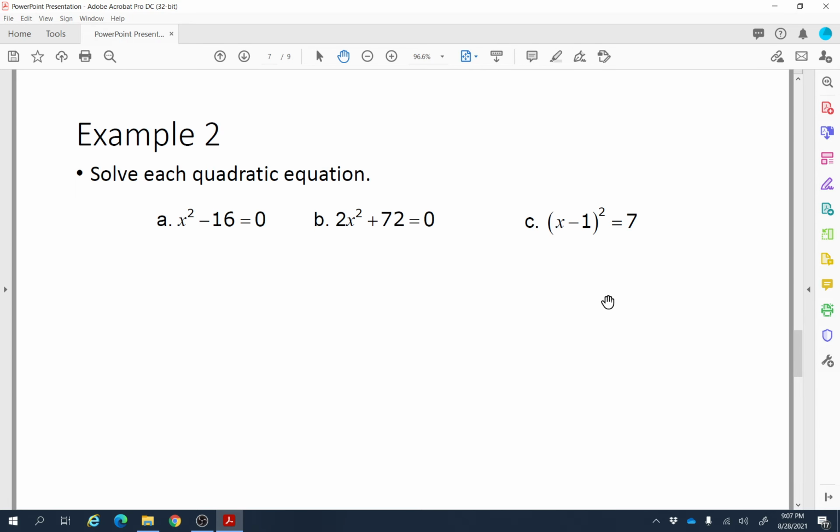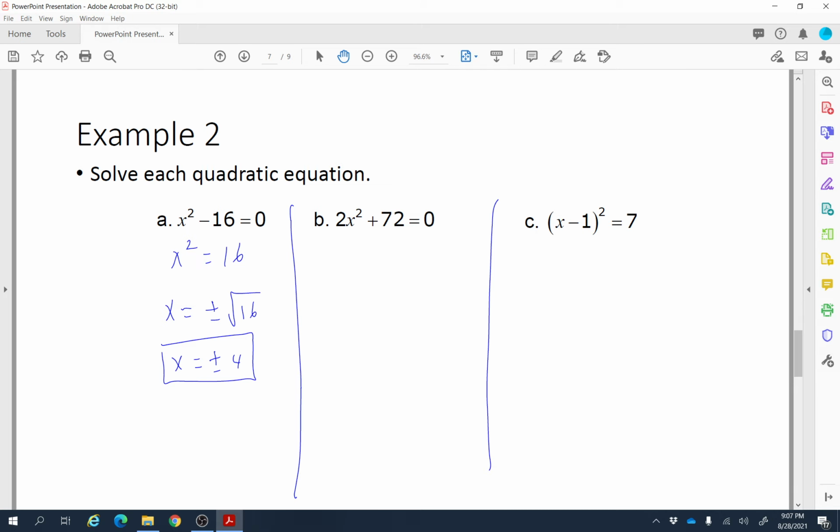So let's see one example where we are going to take three different cases. For the first one, it's easy. We just bring 16 to the right side, so we can write down x squared equals 16. Now by taking the square root property, x would be plus minus square root of 16, which is 4. So there are two possible solutions for this equation, either plus 4 or minus 4.